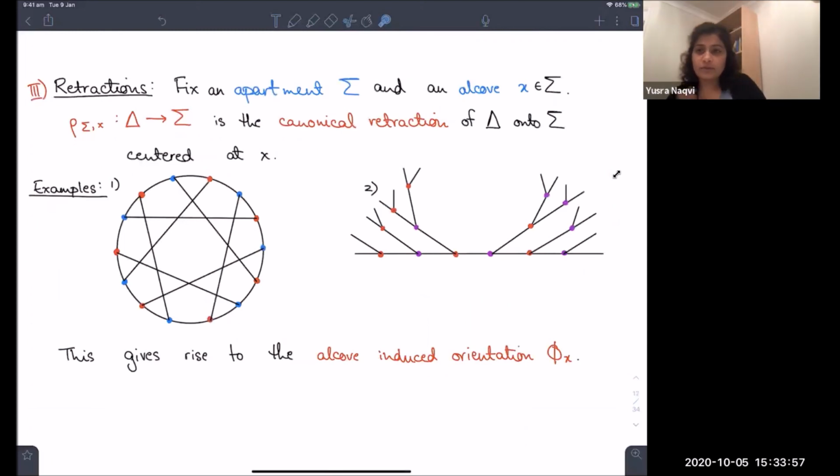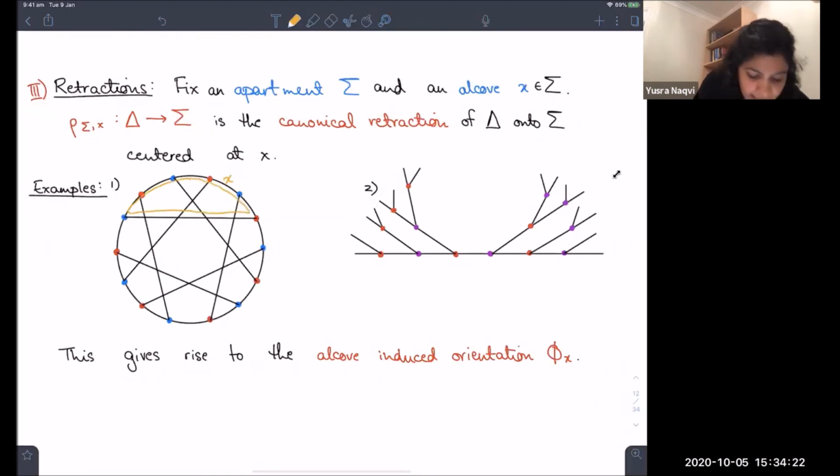So the reason these two things relate, and the reason that we would have this kind of connection between them and get these foldings, is by looking at retractions of the building onto a single apartment. So if I fix an alcove X, I'm going to fix an apartment that contains X. So now I've outlined an apartment.